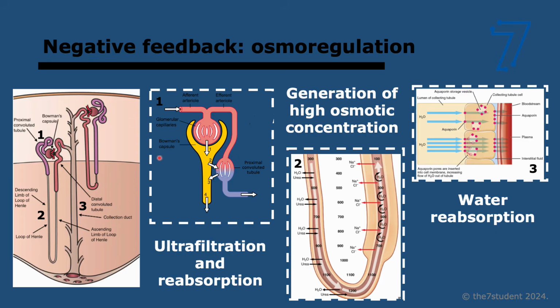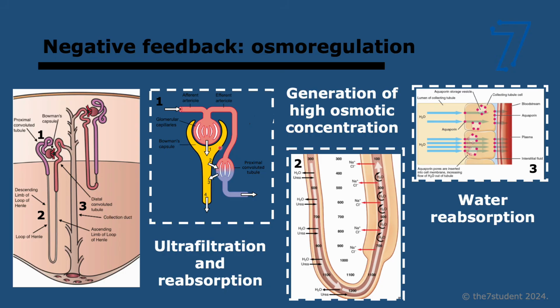So part 1 is ultrafiltration and reabsorption. What happens here? This is where urine actually begins to be formed. So we're in the nephron, by the way. And ultrafiltration is when the glomerulus forces plasma through fenestrated capillaries into the Bowman's capsule, which is this thing in yellow. And that forms the filtrate.